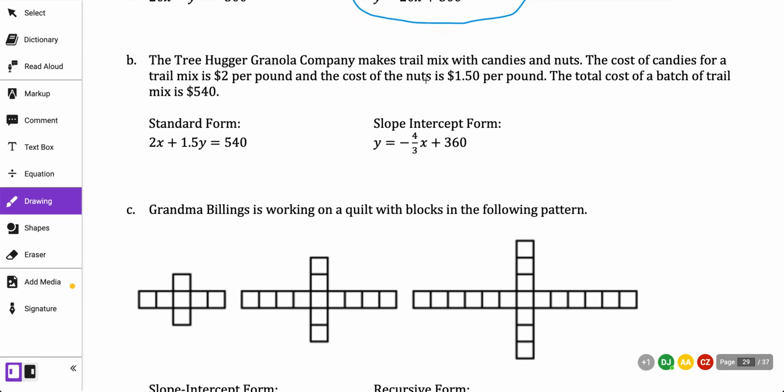So the Tree Hugger Granola Company makes trail mix with candies and nuts. The cost of candies for a trail mix is $2 per pound, plus nuts is $1.50 per pound. The total cost of a batch of trail mix is $540. Well, based off that scenario, would it be better to represent that in standard form or slope-intercept form? And in my opinion, since it's talking about the cost of nuts and the cost of candies, and the total cost has to be equal to 540, standard form would be the better choice.